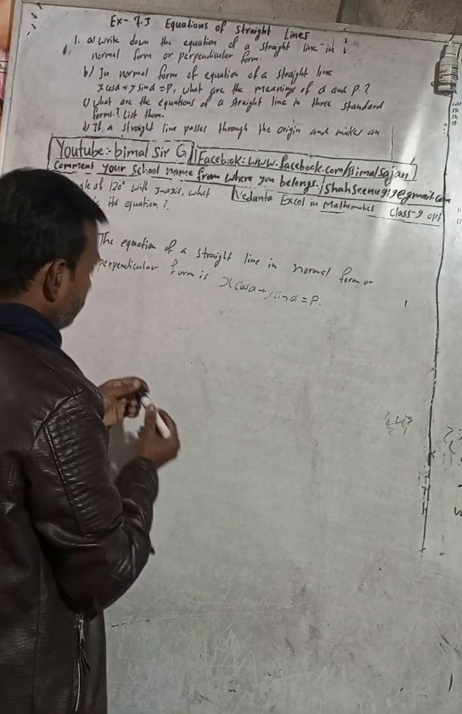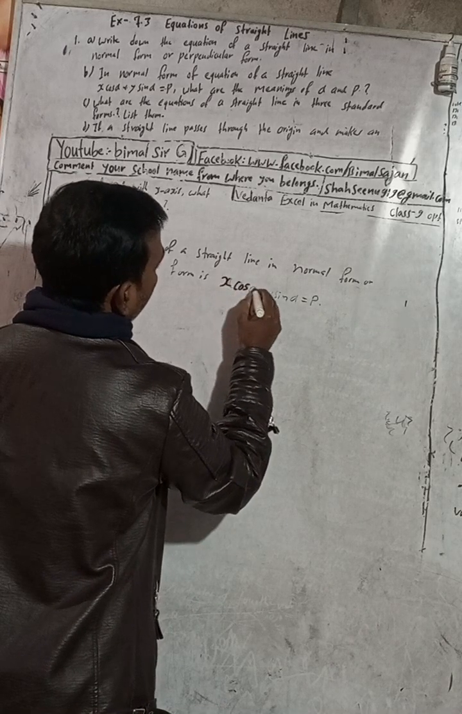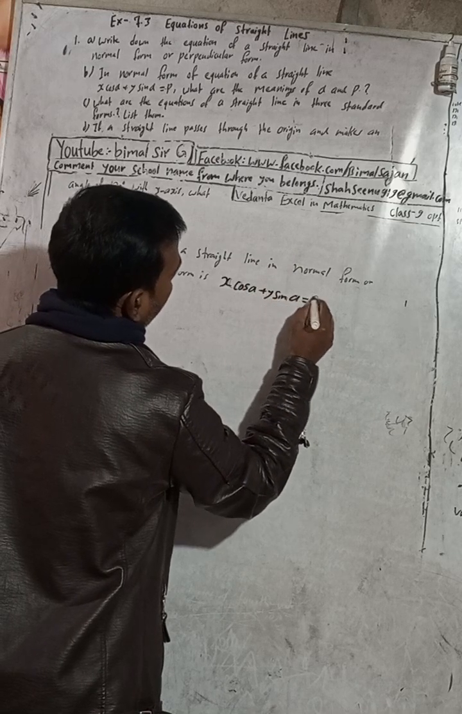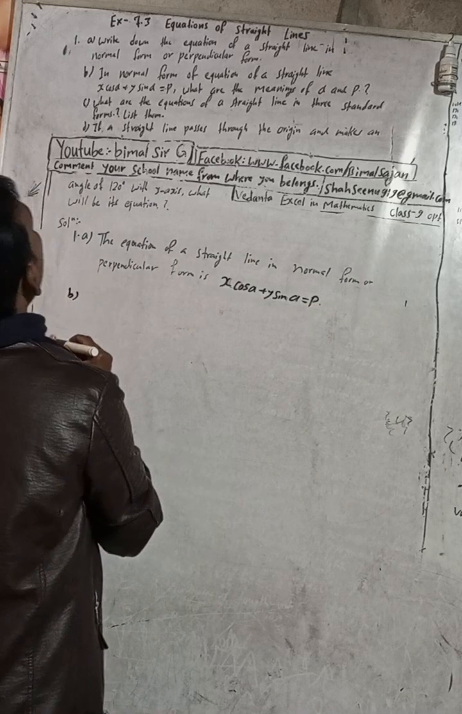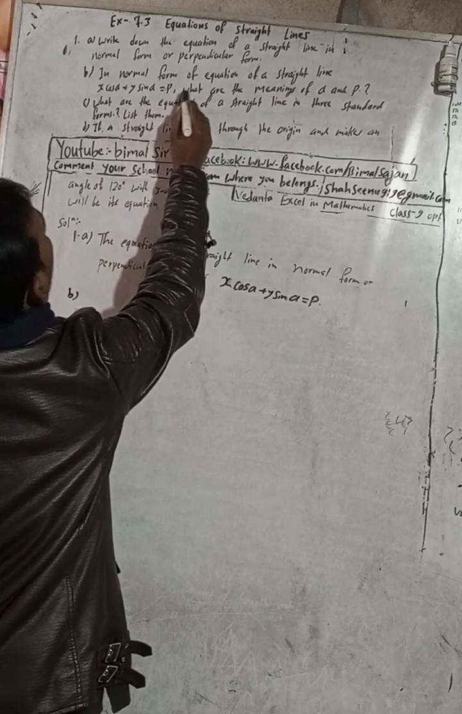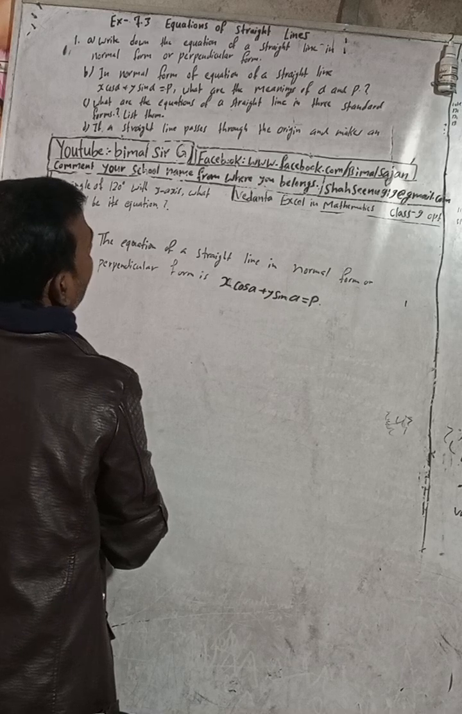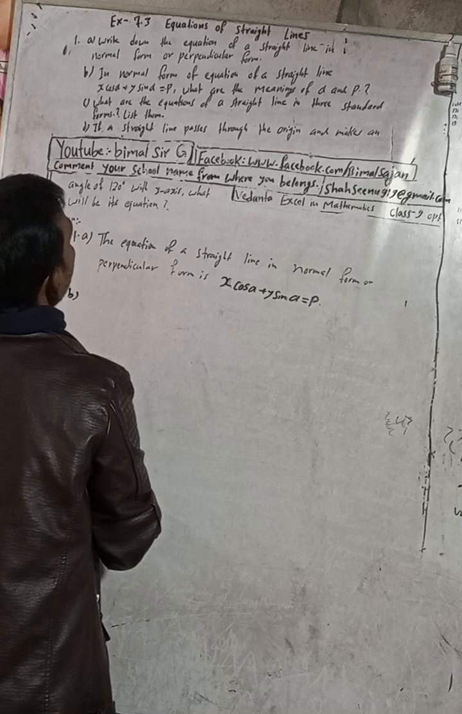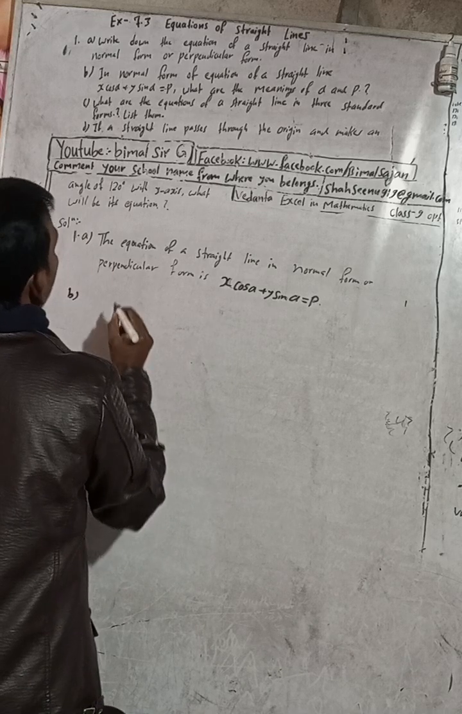X cos alpha plus y sin alpha is equal to p. Okay, now b number. In the normal form of the equation of a straight line, x cos alpha plus y sin alpha is equal to p, what are the meanings of alpha and p? You can write here the answer.